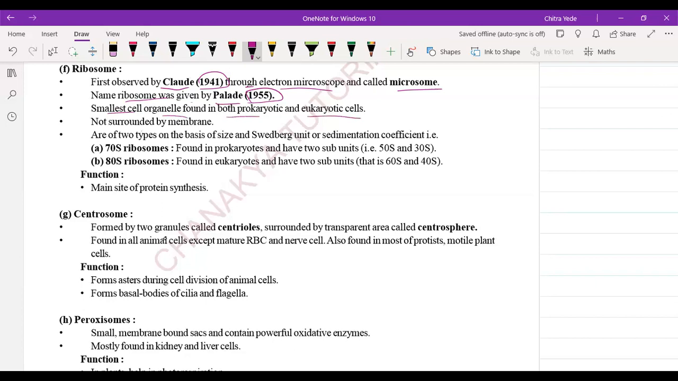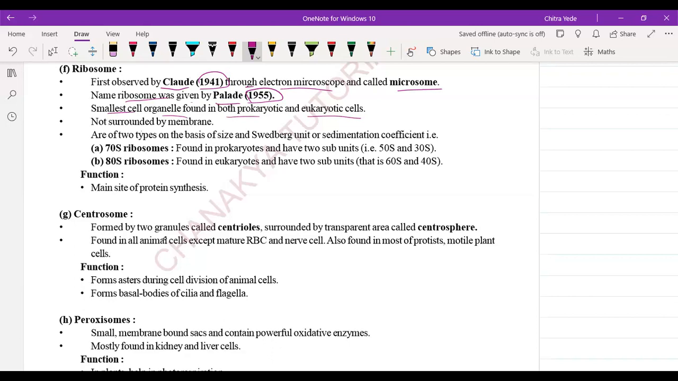Sir, I have a doubt. Yes, madam. Palade here is Michael Faraday, right? No. Palade, Palade. Okay. Michael Faraday is from physics. He gave electromagnetic induction. Right? Okay.